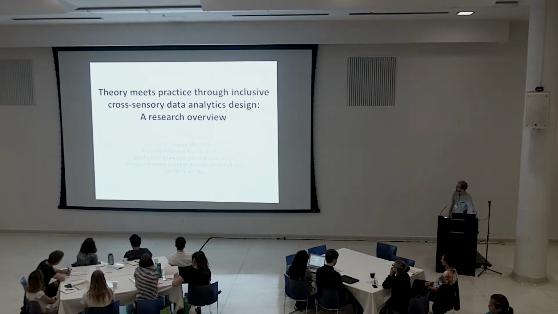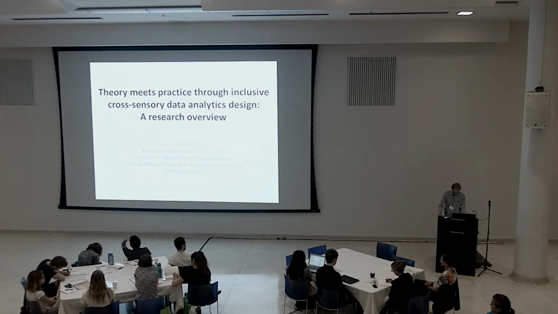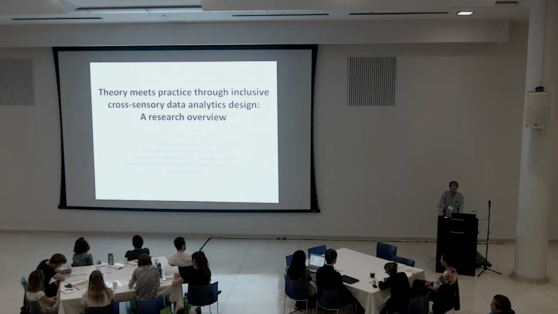I'm going to start off by giving an example of the problem we're trying to tackle in this area of data analytics, which is overwhelmingly dominated by visual representations. I'm going to show an example of what would be considered an accessible information graphic using what are called the Web Content Accessibility Guidelines.